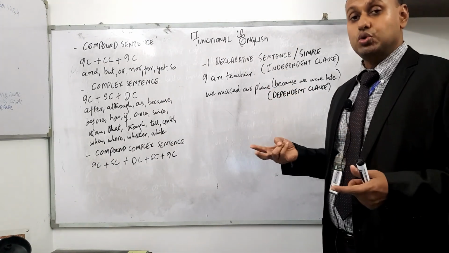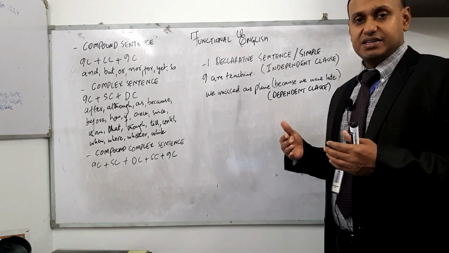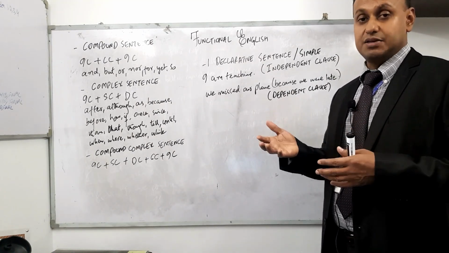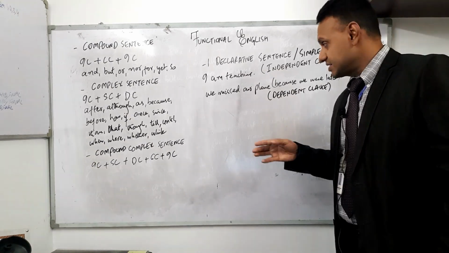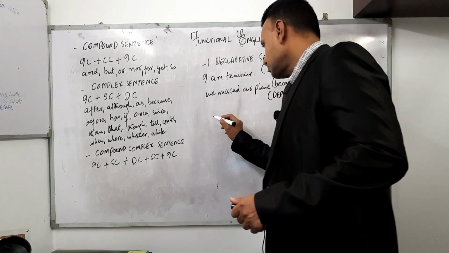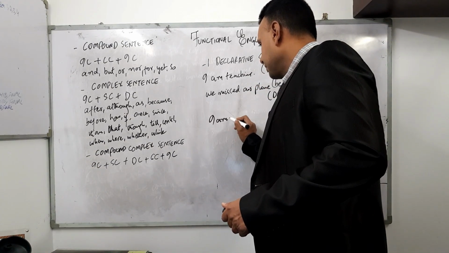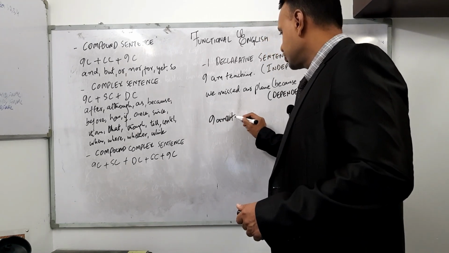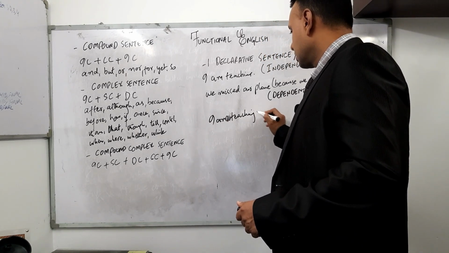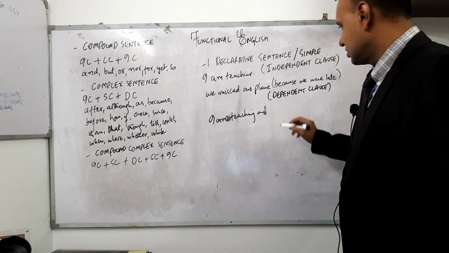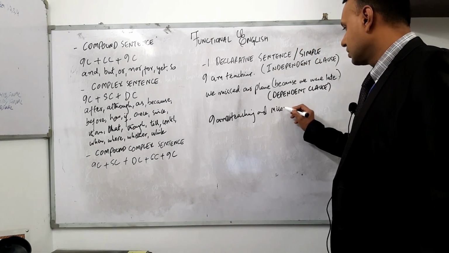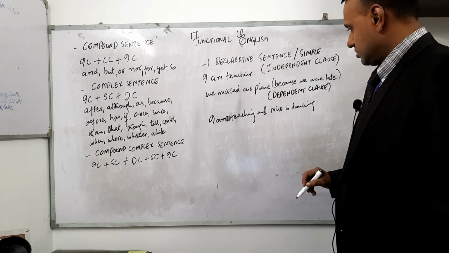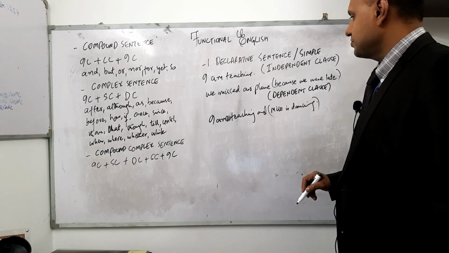There can be two independent clauses, and ideally there is one independent and one dependent, or one independent and a second independent as well. So two independent sentences would be like, I am teaching and Mike is dancing. So Mike is dancing is an independent clause.